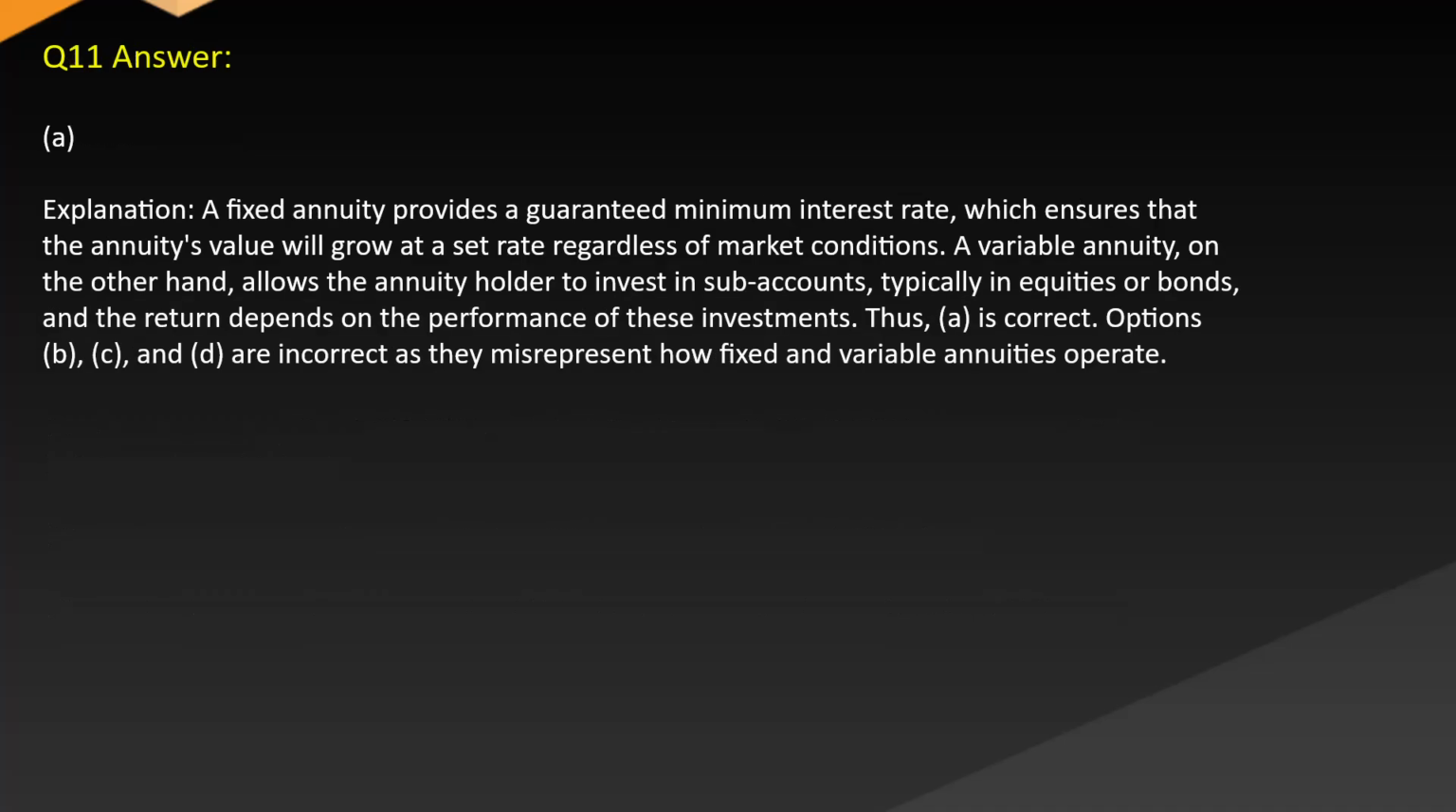Answer A. Explanation. A fixed annuity provides a guaranteed minimum interest rate, which ensures that the annuity's value will grow at a set rate regardless of market conditions. A variable annuity, on the other hand, allows the annuity holder to invest in sub-accounts, typically in equities or bonds, and the return depends on the performance of these investments. Thus, A is correct. Options B, C, and D are incorrect as they misrepresent how fixed and variable annuities operate.